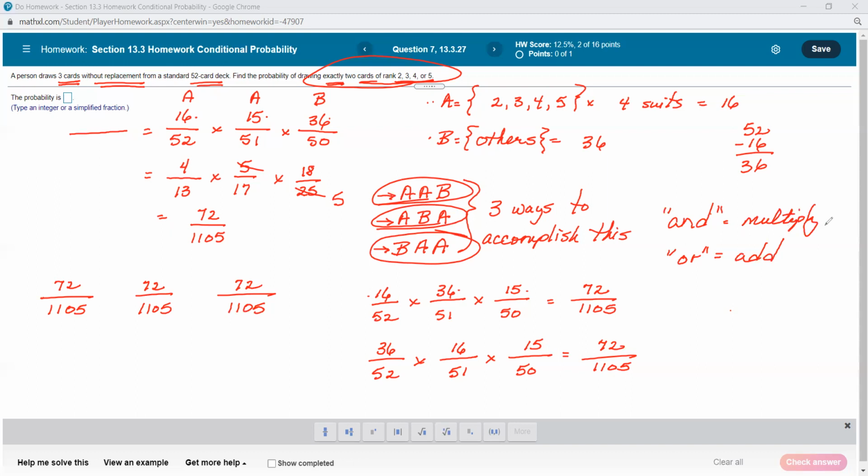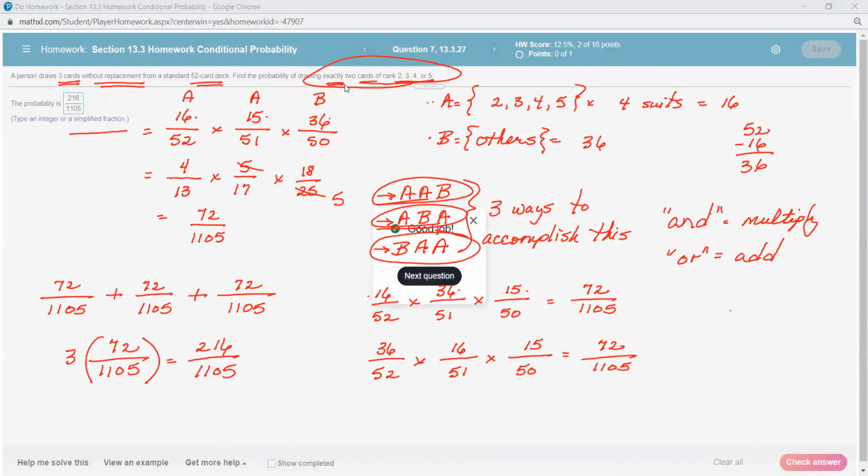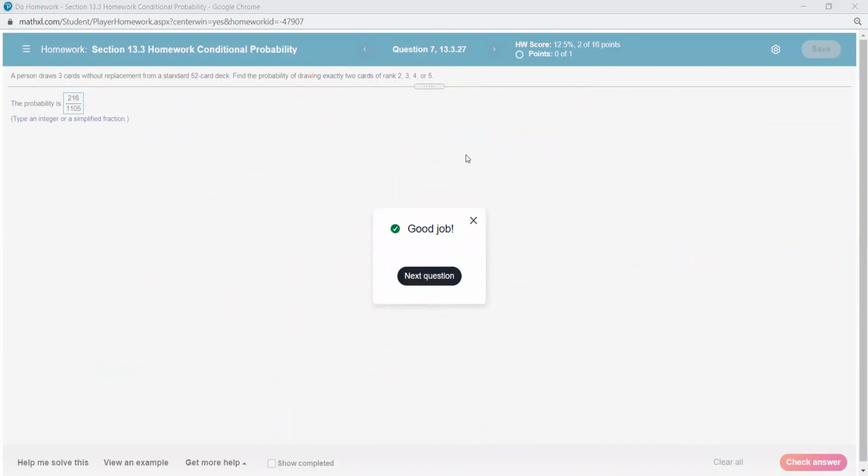That makes it bigger. When you multiply fractions between 0 and 1, it gets smaller. When you add fractions between 0 and 1, the answer gets bigger. So we're saying this, plus this, which would be the same thing as 3 times 72 out of 1105. So we've got 216 out of 1105. Let's try that answer and see how it works. And somewhere down in here, we can see that we did a good job.